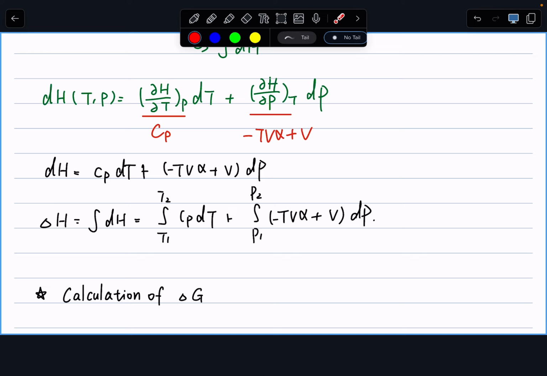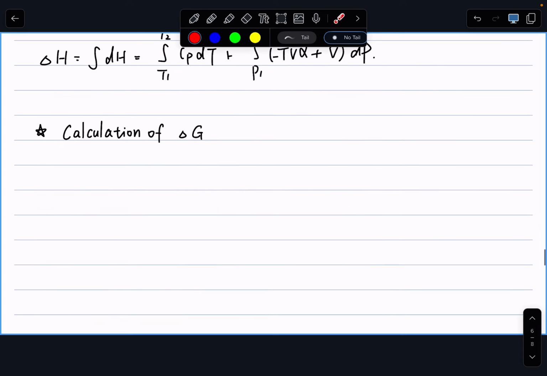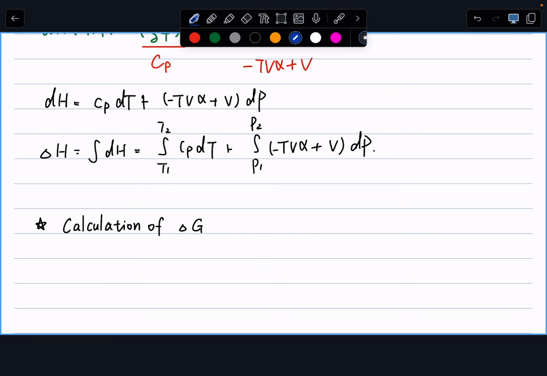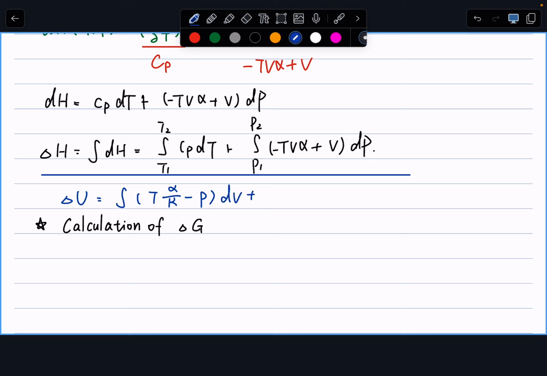All right, and then moving on to delta U and delta G. Now we have an expression for delta S and delta H. For delta U, it's actually pretty straightforward, so I'm going to skip it. You can try the same, writing out delta U equals the integration of (T alpha over chi minus P) dV plus Cv dT. So you can try it yourself, it's the same logic.